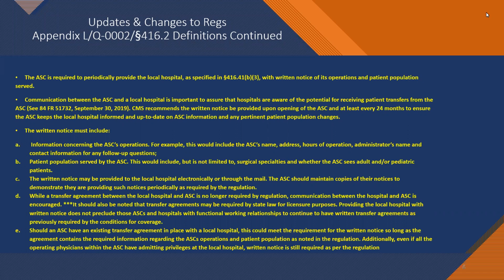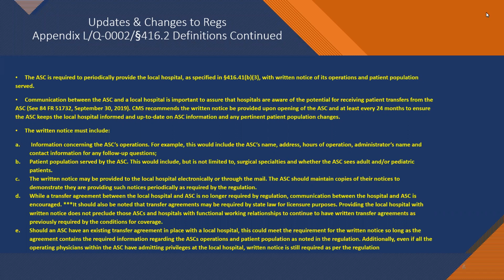Now, understand that it should also be noted that transfer agreements may be required by state law for licensure purposes. Providing the local hospital with written notice does not preclude those ASCs and hospitals with functional working relationships from continuing to have written transfer agreements previously required by the conditions of coverage. I know for a fact that Michigan in their health code still requires a transfer agreement.